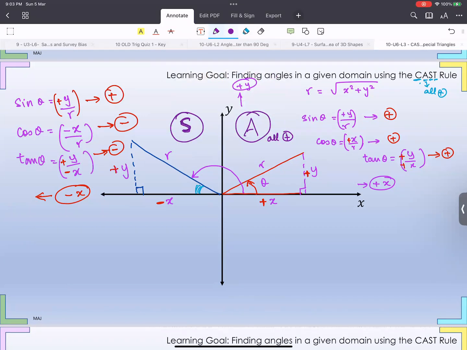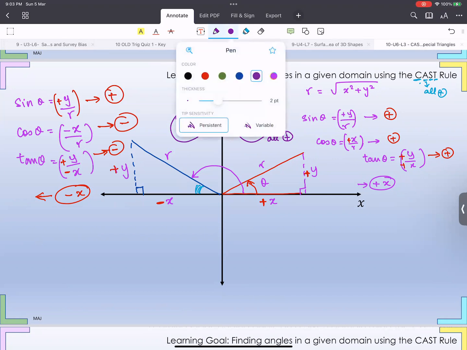So this is one part of the CAST rule, okay? If you're looking at the acronym, CAST, that's the S. S is sine, which is positive only in the second quadrant. Or rather, only sine is positive in the second quadrant. Cos and tan are not positive in the second quadrant.